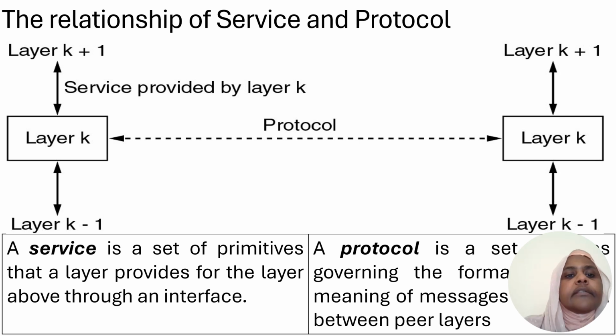A service is actually a set of primitives that a layer provides to the layers above, and a protocol is a set of rules governing the communication between peer layers. Communication through a service is an actual communication. Communication through a protocol is a virtual communication. Communication through a service is carried vertically. Communication through protocols is carried horizontally.